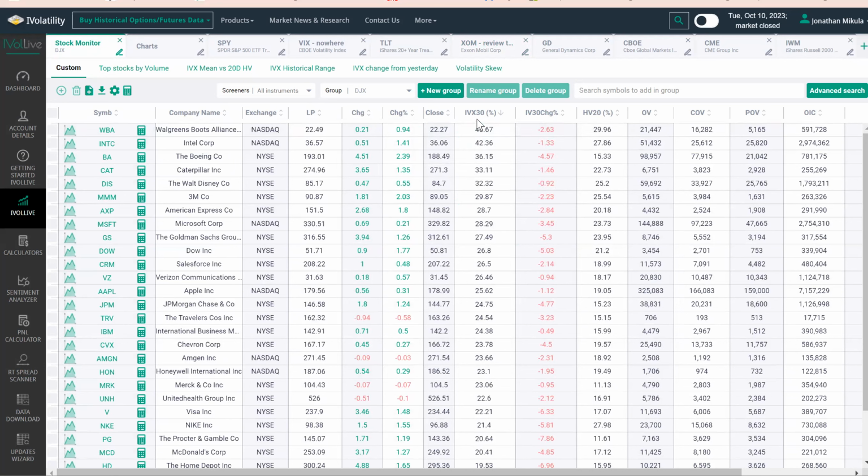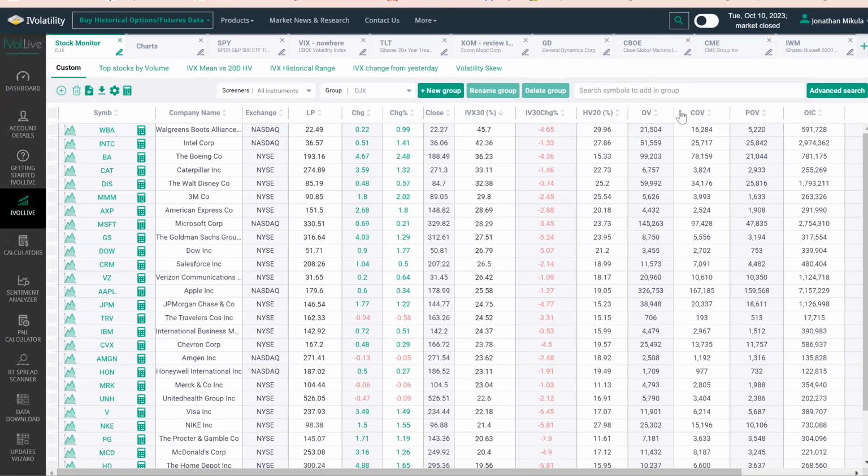As a quick reminder, for anybody new, implied volatility is looking at the expected movement in the stock over the next 30 days. This is looking into the future. HV20 is looking at the volatility that's already happened over the past 20 trading days. So this is 20 trading days, and this is 30 calendar days. So it's apples to apples, about the same length of time. That's the key difference between these columns.